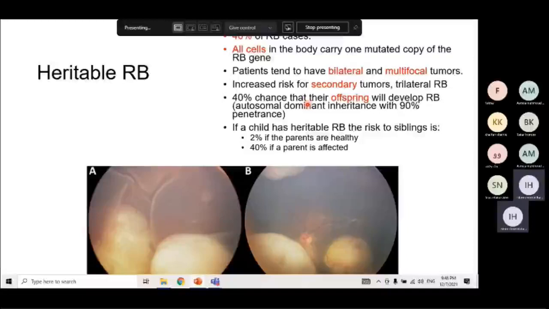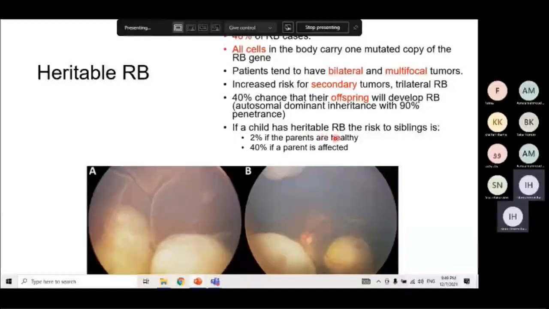Okay, this is a question that you may be asked. If a child has a heritable retinoblastoma, the father and the mother will come to you and ask, what is the risk of having another child with retinoblastoma? If the parents are affected, it will be 40% because, as I explained, autosomal dominance means 50% transmission. But because there is a bit of incomplete penetrance, this decreases the chance to 40% rather than 50%.